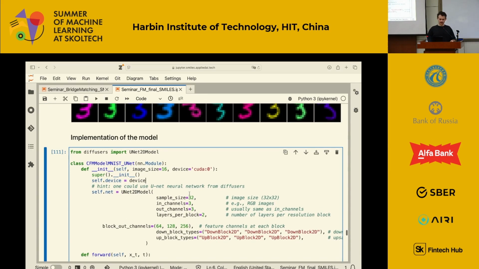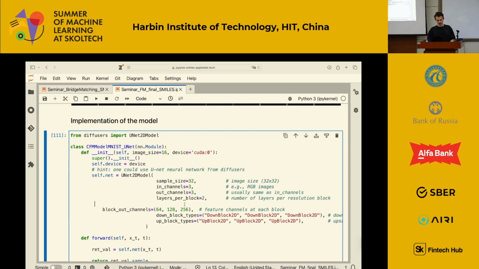Okay, so here the neural network will be a bit more complex. Here we do actually need a time encoding, which is usually a positional encoding plus some MLP on top. Here we import the neural network from the diffusers library, which is actually pretty good. So this UNet 2D model from the diffusers library is pretty good.